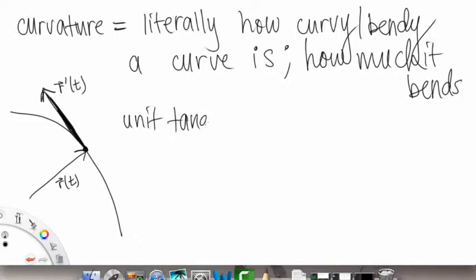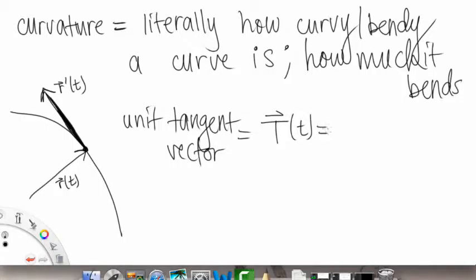Unit tangent vector. And this is usually denoted by a capital T, okay? So capital T is the unit tangent. And what this is basically, you take the tangent vector that we already know of, so r prime of t, and what we're going to do is normalize it. So that just means divide by its magnitude, okay? Remember how we normalize things? We make it into unit vectors, right?